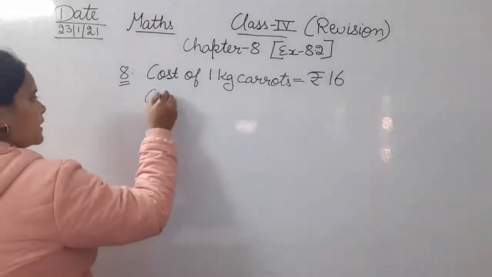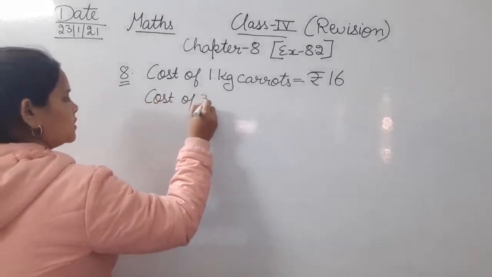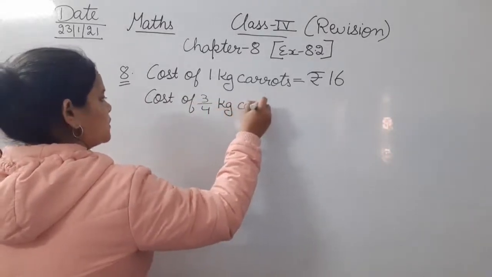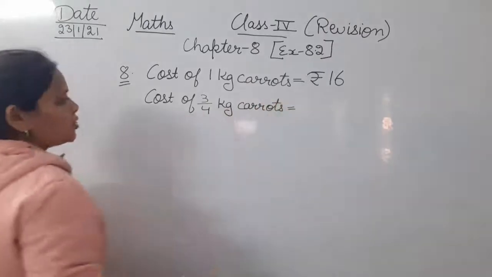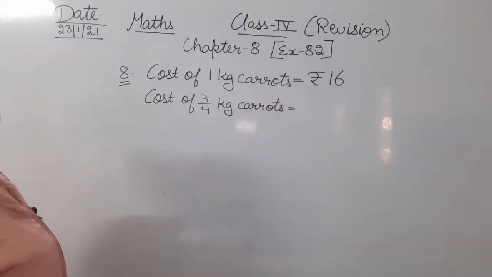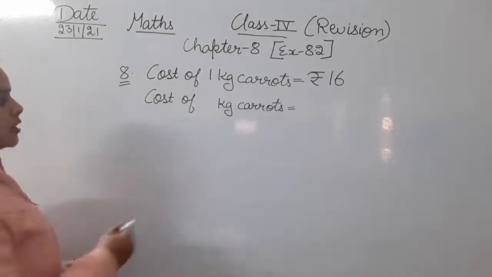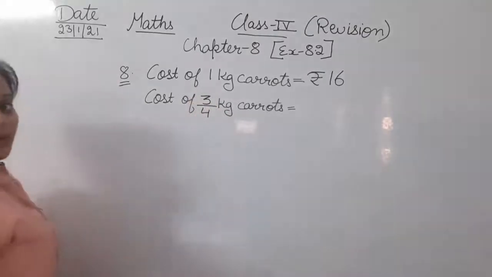We have to find the cost of 3/4 kg of carrots. Okay, so 3/4 kg जो carrots हैं, जो गाजर हैं, उनकी हमें cost निकालनी है. Okay, this much we have to find.